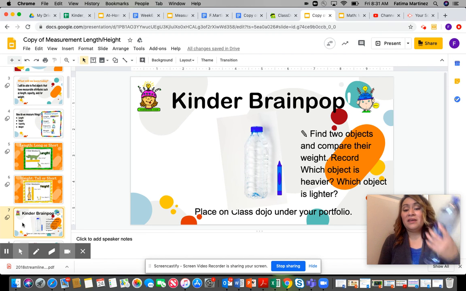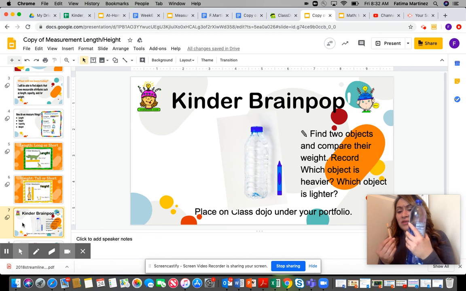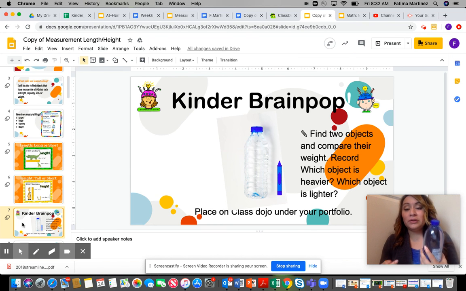So if I have this water bottle and I have this crayon, which one is heavier? That's why I'm making those noises. The water bottle's heavier. The crayon is not heavy, but the water bottle is. It's a very big water bottle. So this is the example that I'm giving you. Now I want you to find two objects around your house and tell me which one is heavier and which one is lighter. And let me give you one more example.